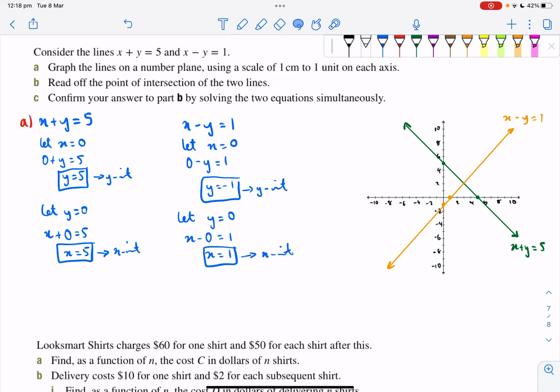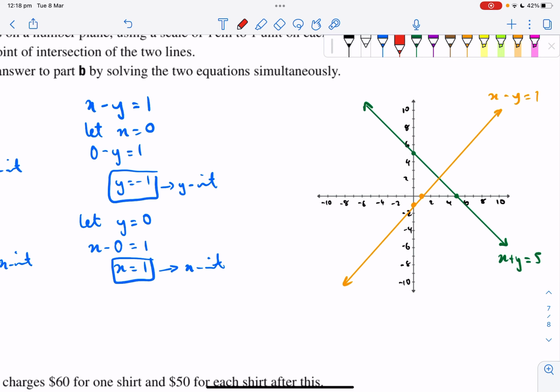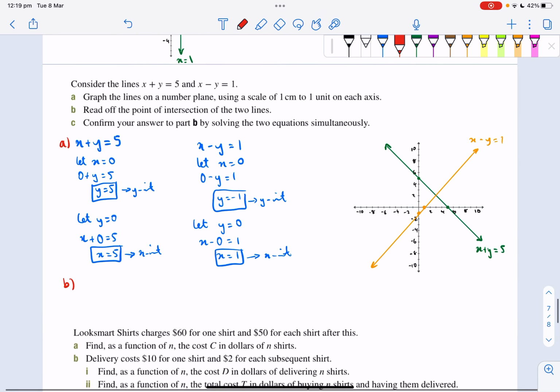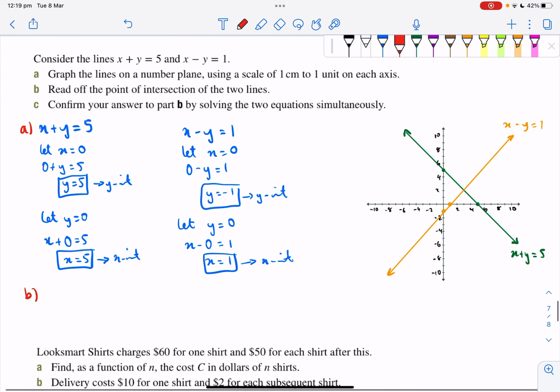All right, so now with that done, we've done the sketch. Look at question B. It says read off the point of intersection of the 2 lines. So we'll just zoom in for a second. If we look at the intersection of the 2 lines, we can see we intersect at 3, 2. So that means that the point of intersection is at the coordinate 3, 2. And therefore the answer will be x equals 3, y equals 2. Or as a coordinate, you'd write 3, 2.